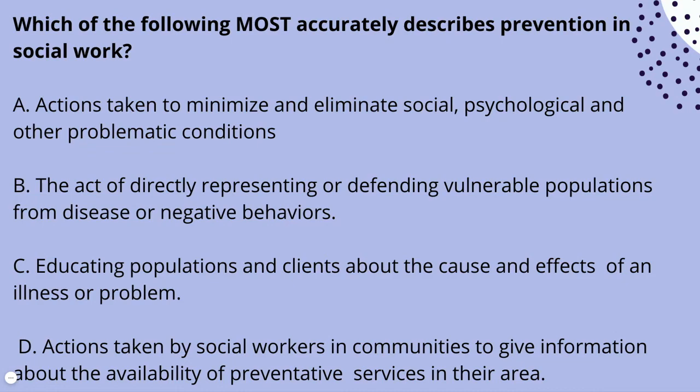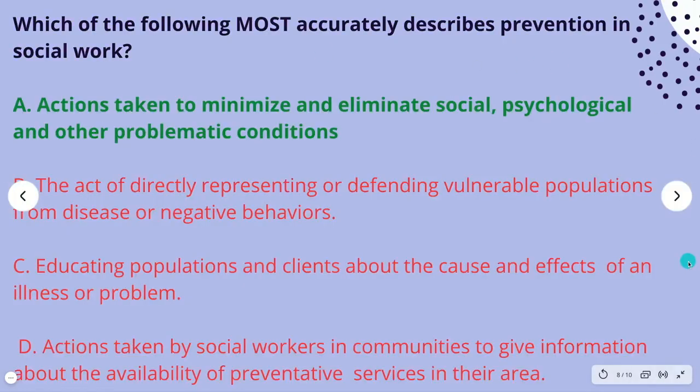So go ahead, read A and B. The next one we're going to eliminate is B, the act of directly representing or defending vulnerable populations from disease or negative behaviors. A lot of times in prevention work, as you're moving up the triangle, there's different ways that we can defend vulnerable populations other than just directly representing them. That's not an accurate description. There's a lot of words in there that are used as distractors, so B would be out, which leads us to our answer choice A.